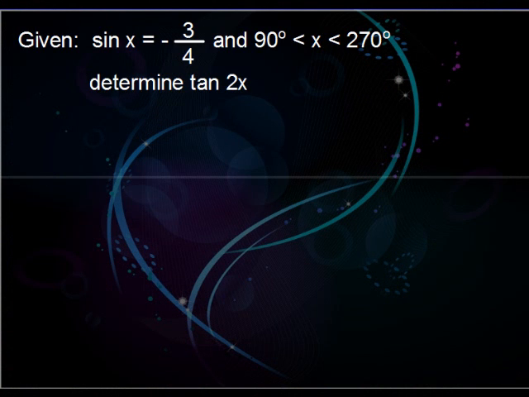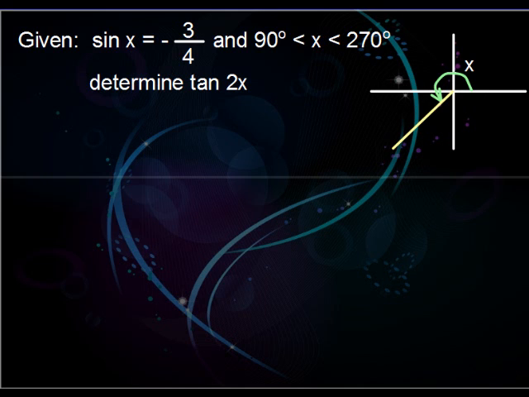Given the sine of an angle, and knowing that that angle is between 90 and 270 degrees, let's determine the tangent of 2x. First thing we'll want to do is figure out which quadrant angle x is in. It's in quadrant 3.